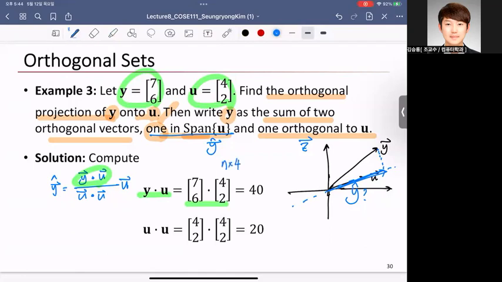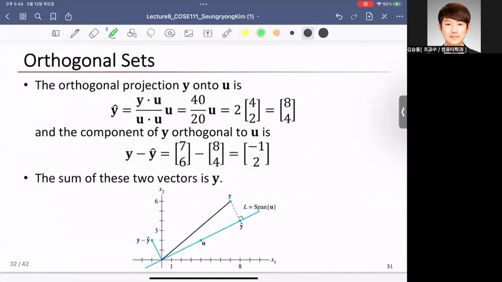7 times 4 plus 6 times 2, so it's going to be 14, right? And u in the product u, it's going to be 4. This one in the product this one, it's going to be 20, right? Then we can easily say that y hat, the orthogonal projection of y onto u, is this one: 40, 20, then 2, u was the 4, 2, so it's going to be 8, 4.